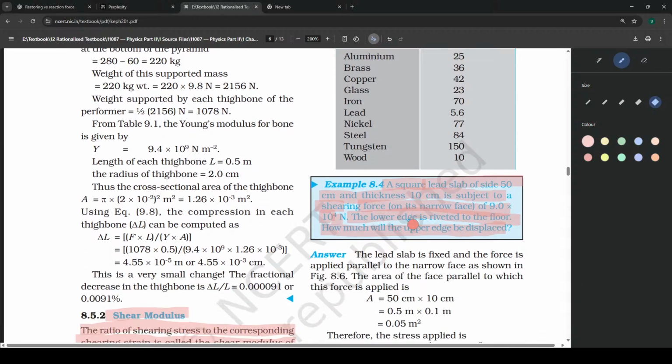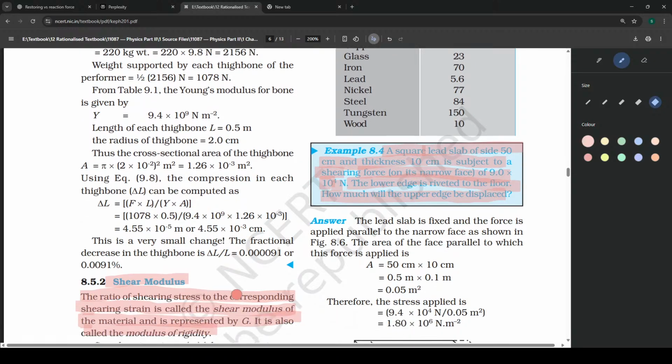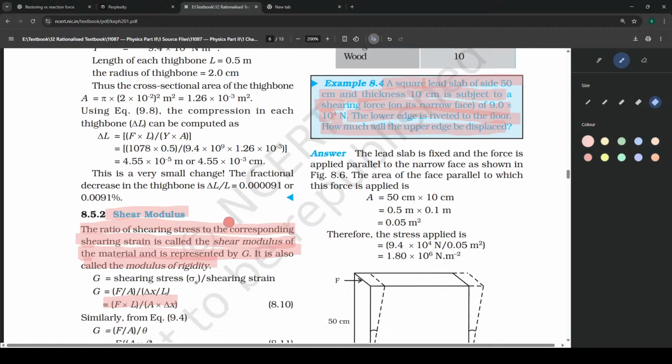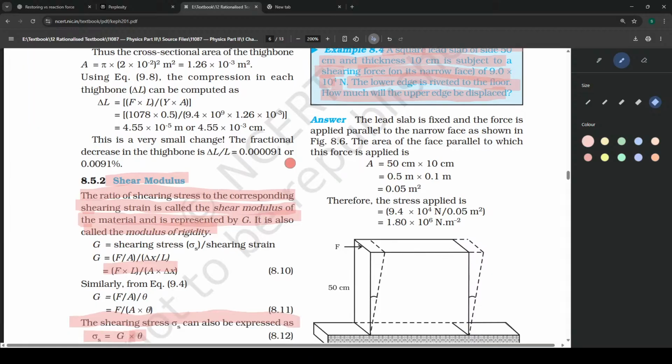Now we have all the values we need. The lead slab is fixed and the force is applied parallel to the narrow face as shown in the figure. Area we can already find out since it's given as a square slab, which is 0.05 meters square. The stress applied is 9.4 into 10 power 4 Newton by 0.05 meter square, which will essentially become 1.8 into 10 power 6 Newton per meter square.